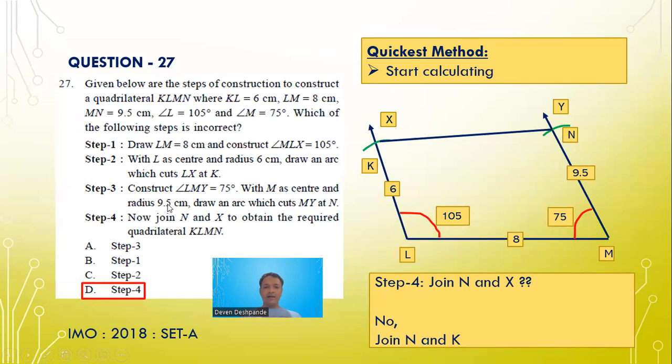With M as center and radius 9.5, draw an arc which cuts the ray MY at N, because MN is 9.5. So this step is also correct. Now join N and X, which is wrong. You should not join N and X. You should join N and K, because the quadrilateral is KLMN, isn't it? X is not part of the quadrilateral. So you have to join N and K.